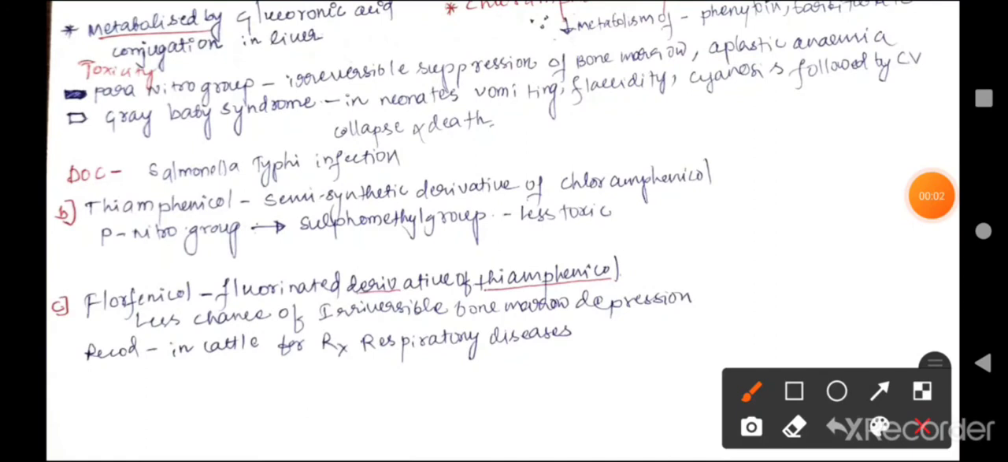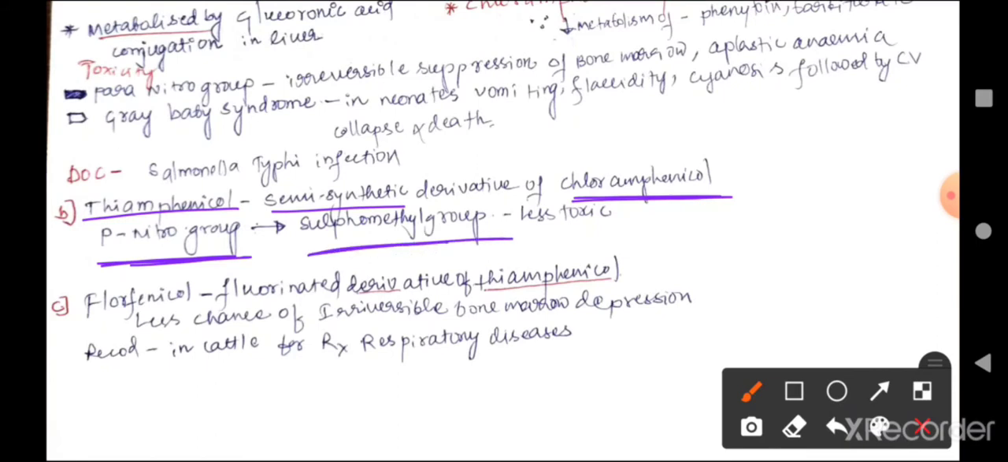Now let us come to thiamphenicol. It is a semi-synthetic derivative of chloramphenicol in which the paranitro group is replaced by a methylsulfonyl group. Therefore, thiamphenicol is less toxic as compared to chloramphenicol. In the structure of chloramphenicol, there is the paranitro group, which is responsible for irreversible suppression of bone marrow, which ultimately leads to aplastic anemia.